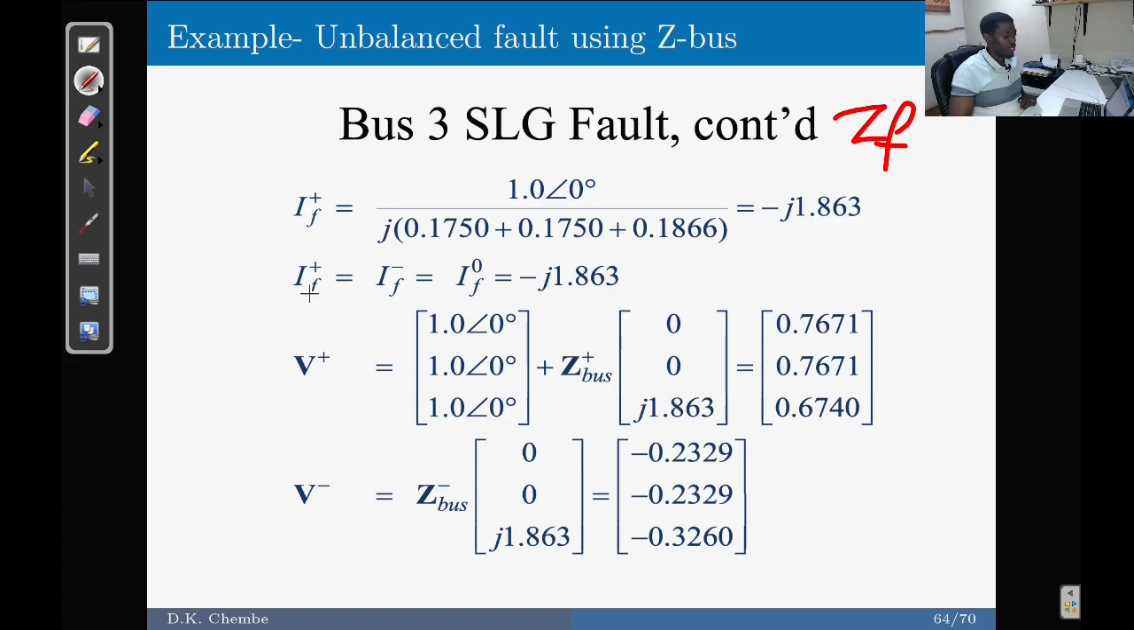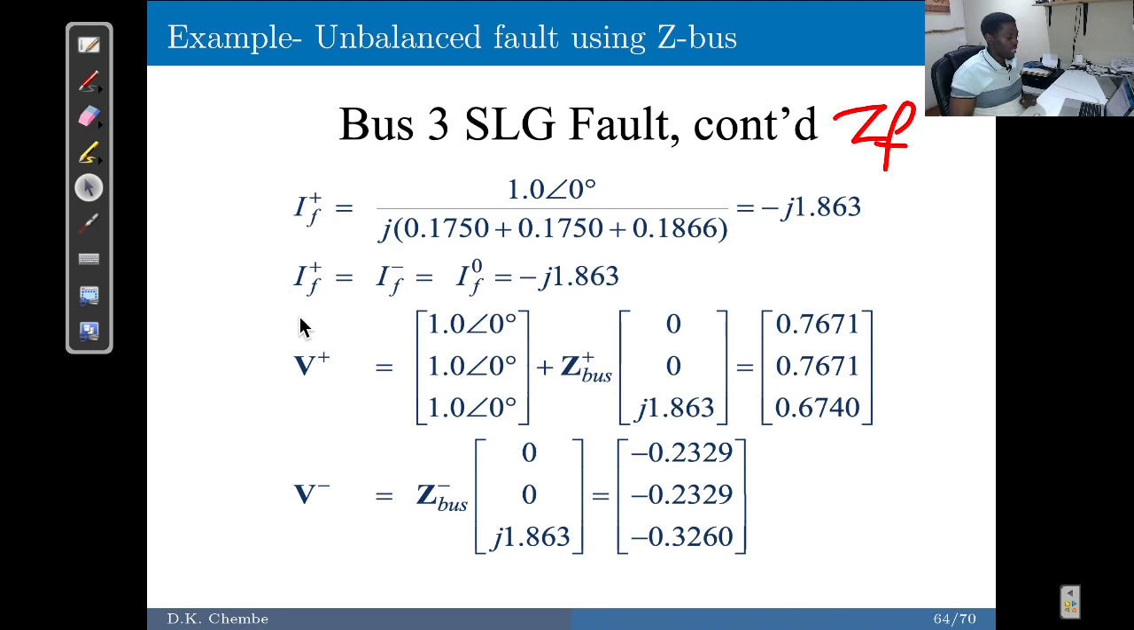So the fault current during the positive sequence is equal to the current in the negative sequence, equal to the current in the zero sequence, because they're in series, and this is what you obtain.